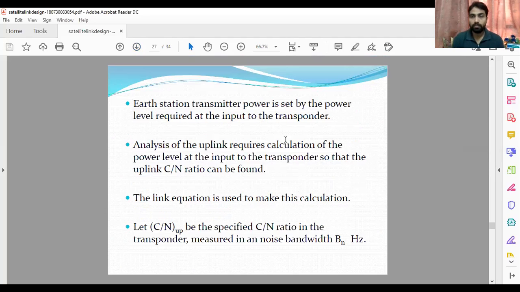So next point, which is more important: we have talked about the downlink design, and now we are working with the uplink. Earth station transmitter power is set by the power level required at the input of the transponder. So exactly who is setting this power? The earth station. It's very simple, that simple.